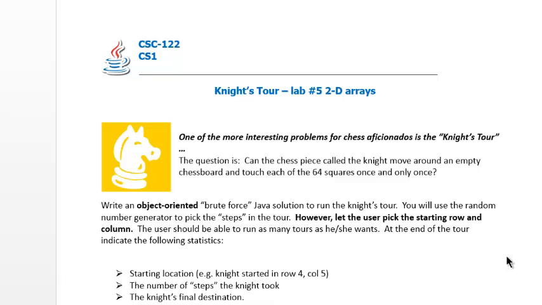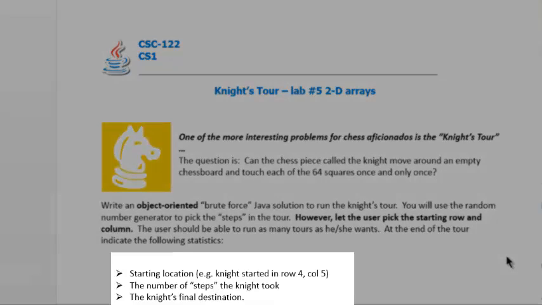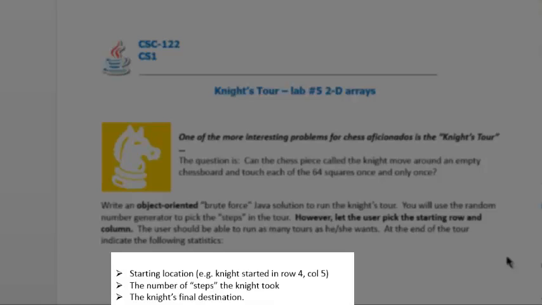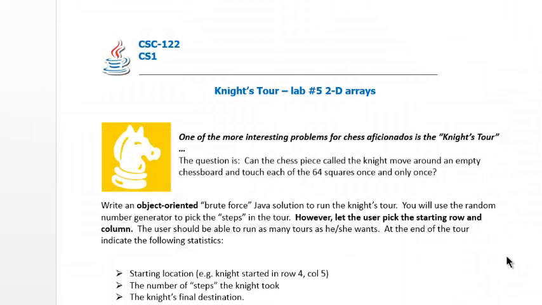We will allow the user to pick the starting row and column. As far as moving about the board in his 2 to the left, 1 up type of walk, we will let the random number generator choose the next step. At the end of the tour, we want the program to provide the following: the starting location that the user chose for the knight to start the tour, the number of steps the knight took, and this will be easy because we can track the steps and put them in the grid, and finally the knight's final destination. Where did he end up?